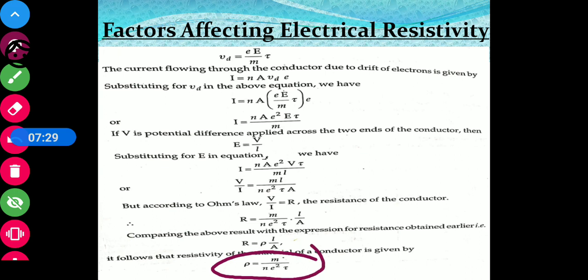From this expression we can say that the specific electrical resistivity depends upon the number of free electrons and the relaxation time, as m and e both are constants. So we can say that rho depends upon n and tau. Now the number of free electrons and the relaxation time both may change with temperature. If you increase the temperature, the number of free electrons will increase and the relaxation time will decrease. So depending upon the temperature, the resistivity also changes.